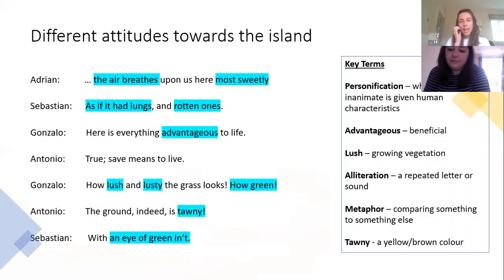I'm now going to share a passage about the island from the perspective of four different characters. I'm going to read that over to you now, and try and incorporate the different voices.